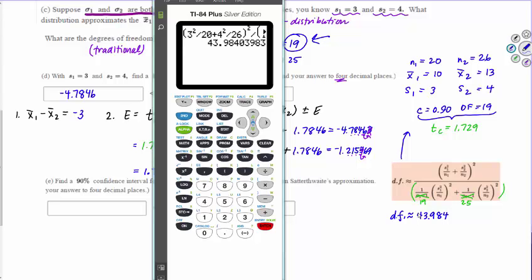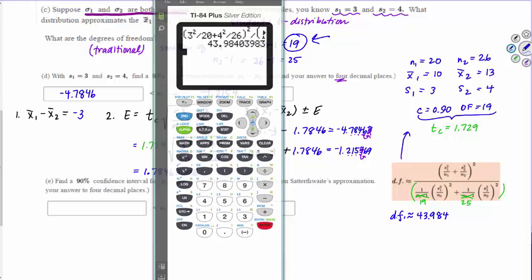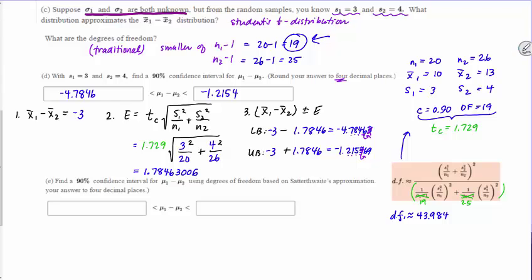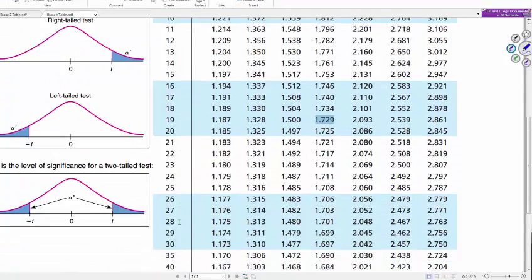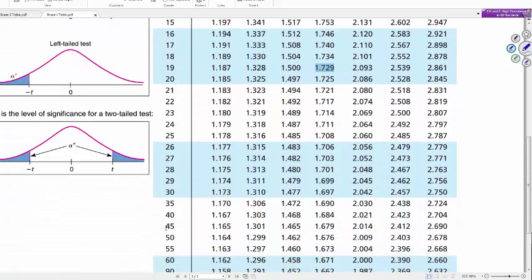Which is exact, but not listed on the table. The table that we are provided with goes for degrees of freedom of 40 or 45. Those are your options. And let me remind you what that looks like. Degrees of freedom on the left, once you get to 40, it just skips right to 45.